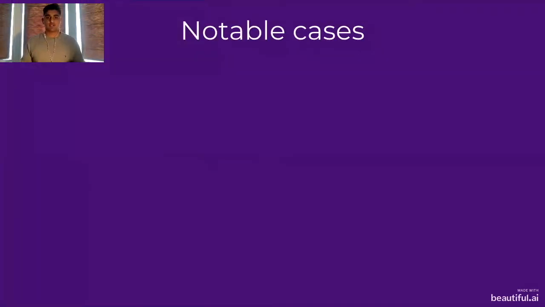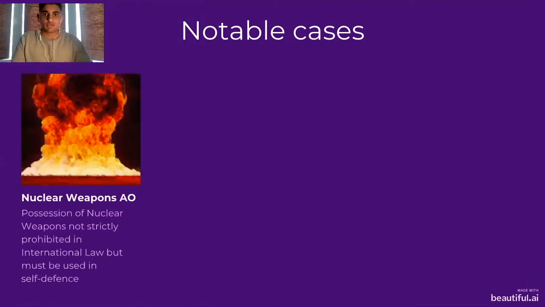And there are so many notable cases because the cases are so public and they've had a huge effect on international relations, right? One of the really important ones was about nuclear weapons. It was an advisory opinion. They said that the possession of nuclear weapons is not strictly prohibited in international law, but this must be used in self-defense. And this was a heavily criticized decision of the ICJ because essentially they were allowing for the sole use of nuclear weapons. And as we know, you only need one use of nuclear weapons in order to pretty much wipe out humanity.